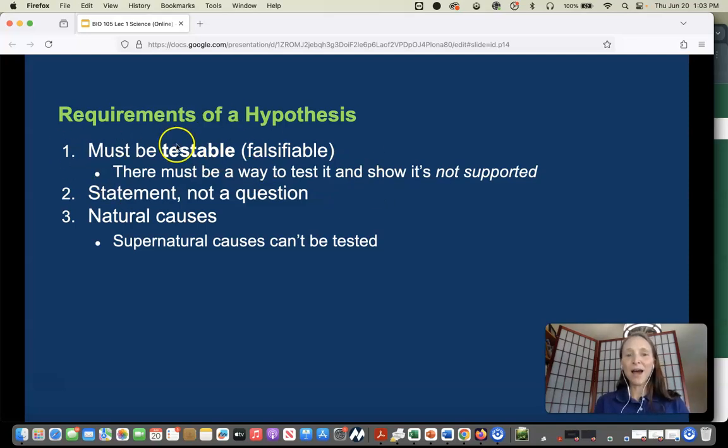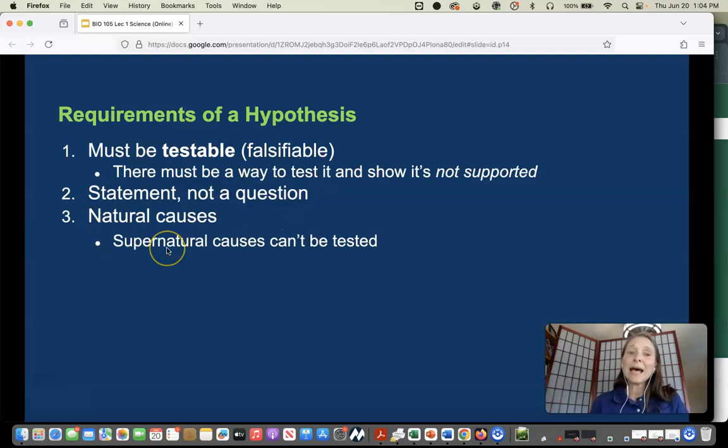So again, that hypothesis must be testable. The hypothesis must be a statement, not a question. So you can originally come up with a question in this process of the scientific method, but your hypothesis needs to be a statement, and that statement may be an answer to your question, but it needs to be a statement.